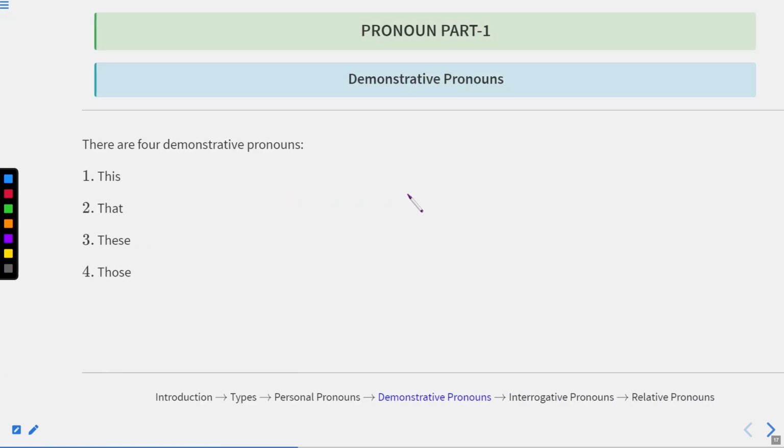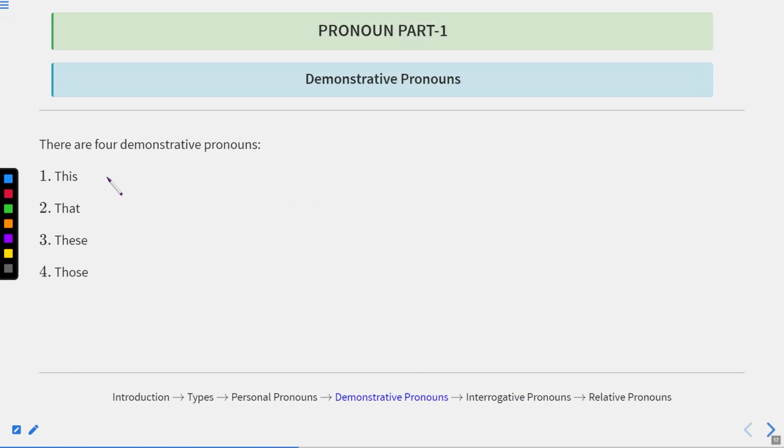So we have several types of demonstrative pronouns. As you can see, there are four: this, that, these, those. This is used for something which is singular and near to us. That is used for something which is singular and far away from us. These is used when we are talking about plural nouns which are near to us, and those is used to refer to things which are plural and far away from us. In that manner we use these demonstrative pronouns in a sentence.